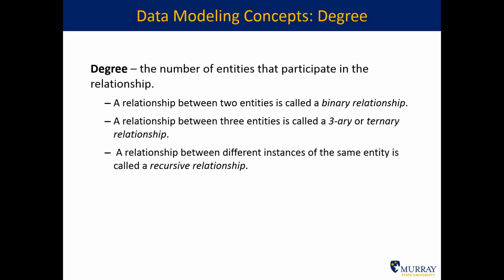Now, just one quick comment. Degree is the number of entities that participate in the relationship. You can have a relationship between 2 entities and it's called binary. You can have a relationship between 3 entities and it's called ternary. Okay? You can also have a relationship between different instances of the same entity, and in that case it will be called a recursive relationship, meaning the relationship to itself. Okay? It will look something like this.